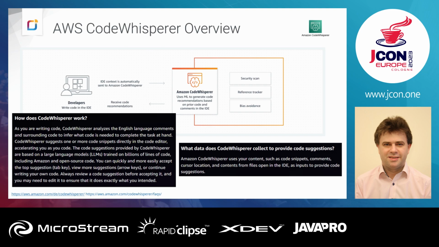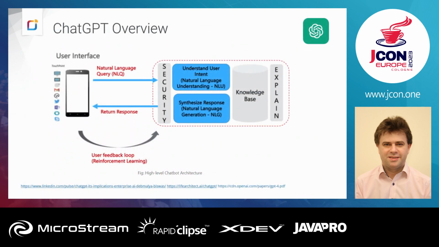because AWS, as a cloud provider, or Amazon, they have a huge amount of code produced within the last 20 years in different programming languages, so they can really do the stuff. What exact algorithm they use is not known. They say they are simply based on large language models, LLMs, but what exactly they use, they don't publish. ChatGPT is a bit different.